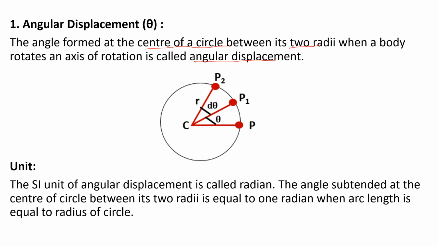Now let's see this figure. The first radius is this and the second is this. The angle formed between these two radii is called angular displacement, as stated in our definition. The SI unit of angular displacement is the radian. The angle subtended at the center of the circle between its two radii is equal to 1 radian when the arc length is equal to the radius of the circle.